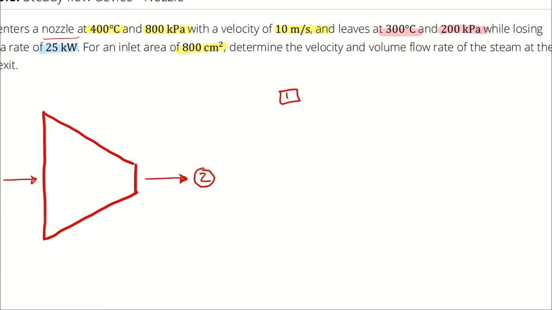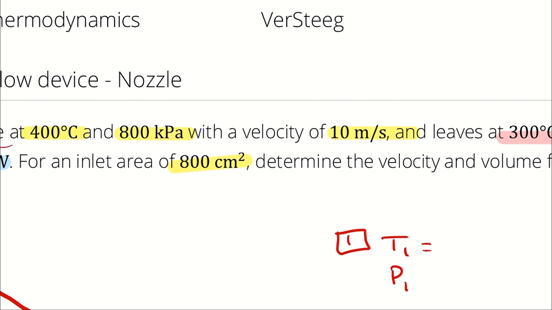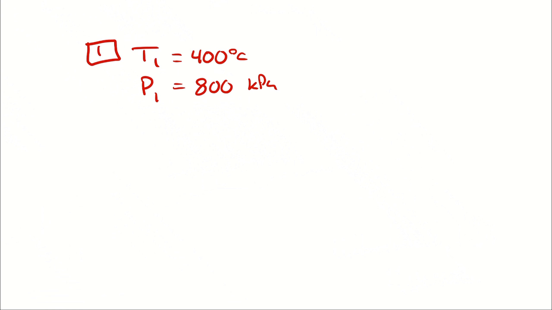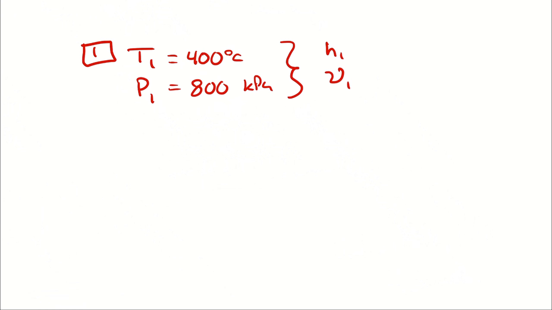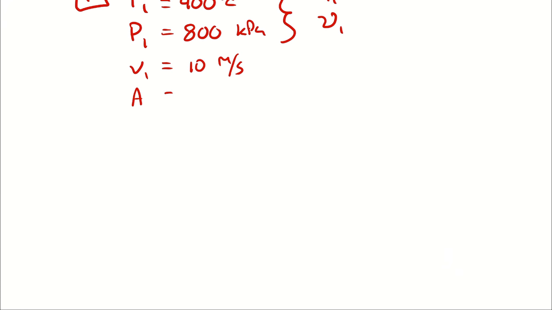Those two state points have a temperature and pressure. State 1's temperature and pressure are 400 degrees Celsius and 800 kilopascals, which we can use with our steam tables to look up any other property that we need, like, for example, the enthalpy and the specific volume. We also know the velocity and the cross-sectional area at state 1. Those are 10 meters per second, I'm pretty sure, yep, and 800 square centimeters.